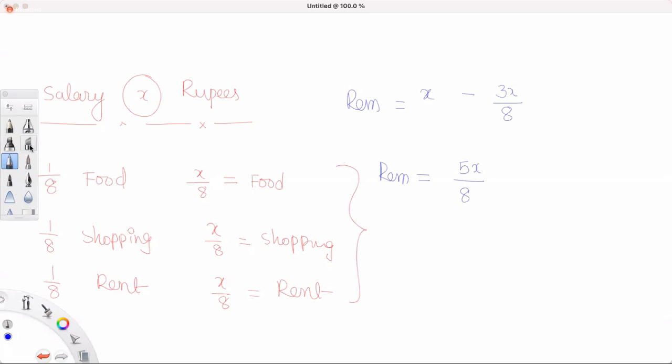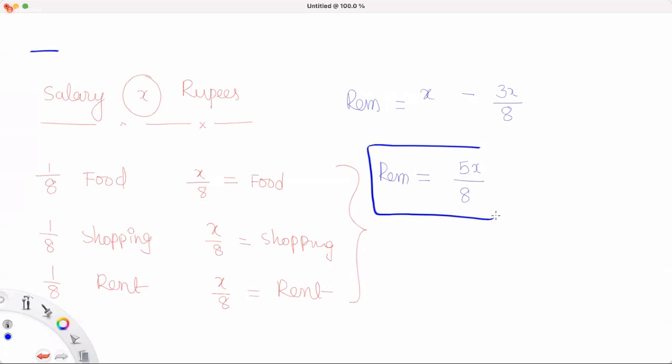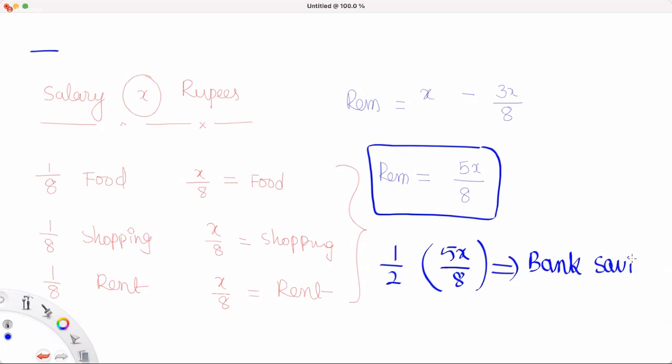So in the remaining of this, as per the information, he spends 1 by 2 of the salary for bank savings. So 1 by 2 of 5X by 8 is gone for bank savings. As per the data, what fraction of the salary is spent on bank savings is the question. So out of X rupees, this is what fraction.